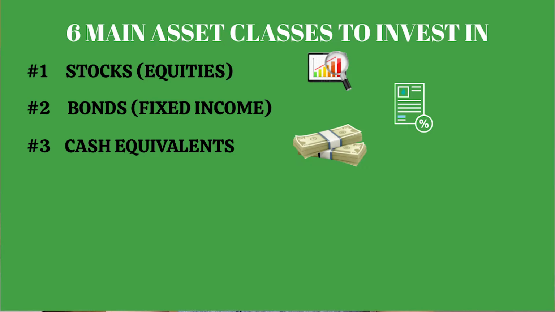Asset class number 3, cash equivalents. This asset class is similar to the fixed income or bonds, since here you also borrow your money, but for shorter periods of time, usually up to 90 days. Naturally, since the duration of the time in which you borrow your money is shorter, the rate of return for cash equivalents is smaller than the fixed income or bonds.